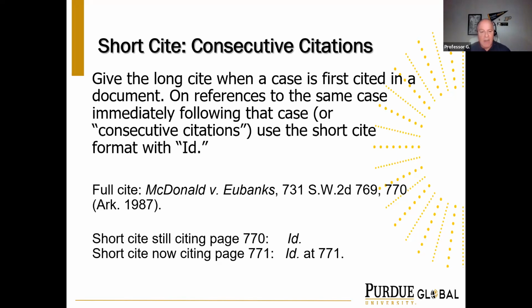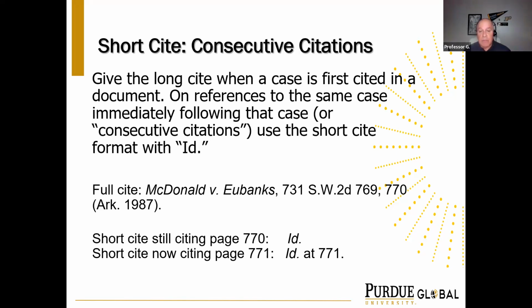I understand, Melanie, you're not comfortable using id, but you will be over time. Here's a full citation for McDonald versus Eubanks, a case from the Arkansas Supreme Court from 1987. The first time we would talk about that in our brief or our memo, we would provide the full citation. Then, as long as there are no other intervening citations, we could just use id because we're referring to 770. But now we want to cite 771, so id at 771.